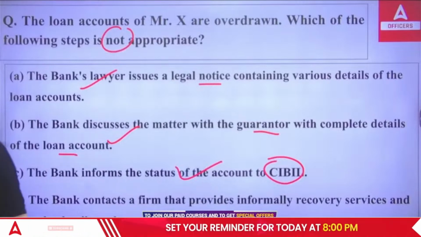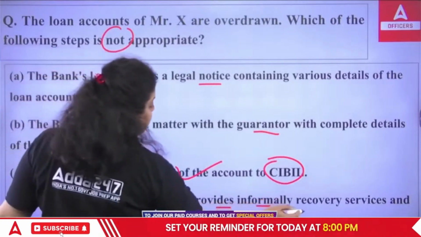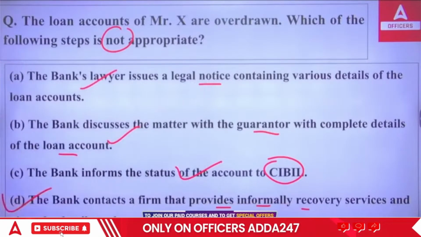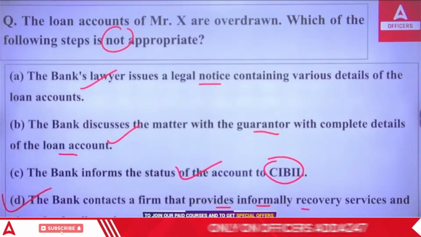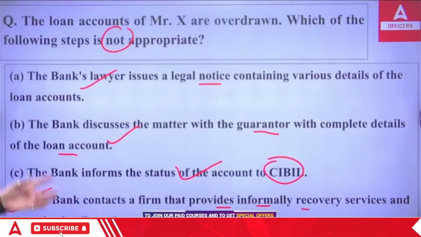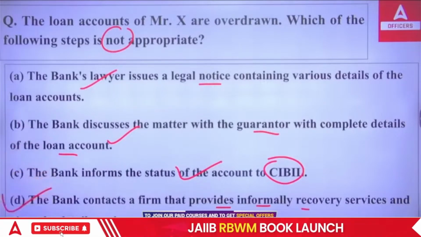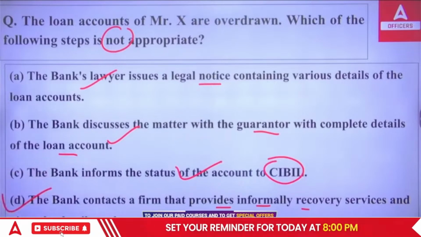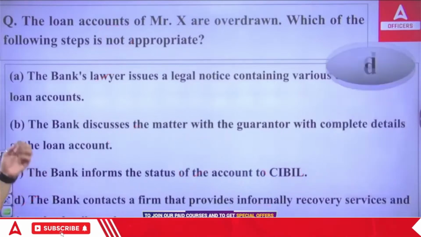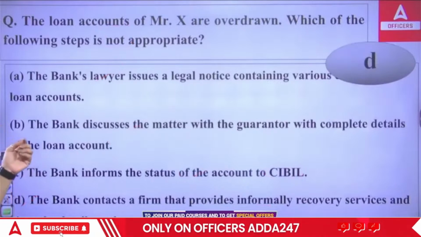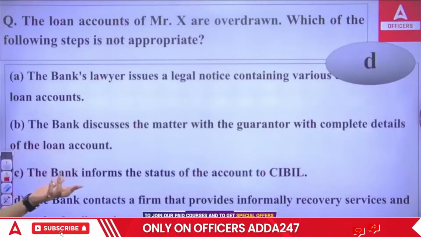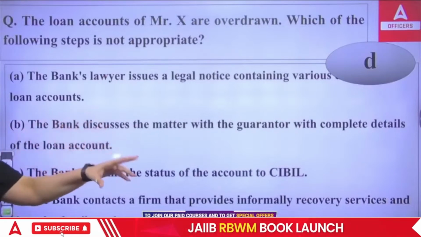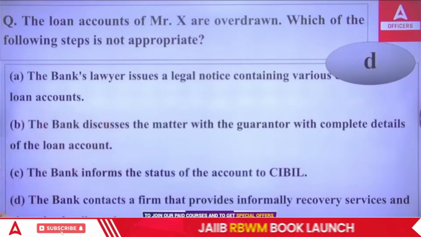So the bank contacts a firm that provides informal recovery service and gives the details to them. This cannot be done. This is not a professional way to overcome this issue of the overdrawn amount in the loan account. Okay, so the right answer will be option D. It is not an appropriate step that can be taken by the bank. You can't do that informally. You have to follow the formal rules, regulations, guidelines, and standard norms.